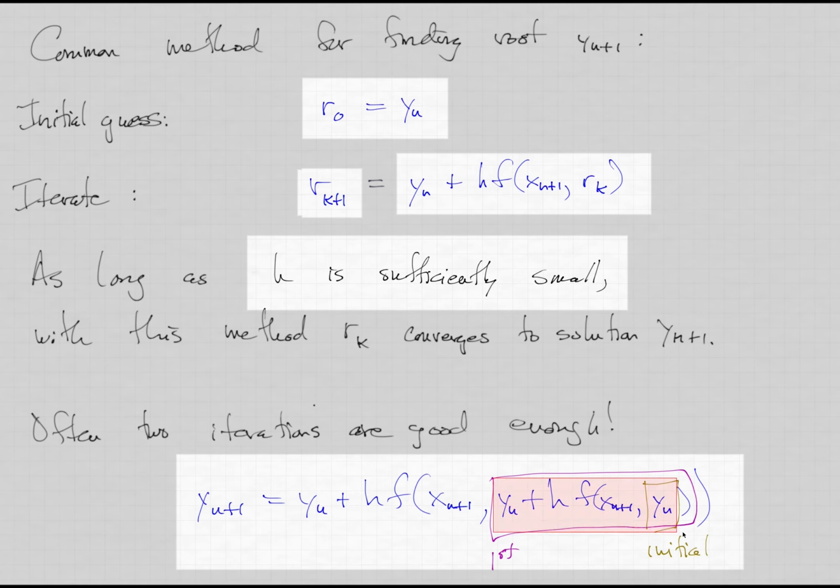That's our first iteration. That's an updated estimate for y sub n plus 1. But then we iterate one more time. We plug that in for y and evaluate that expression one more time, and we get the second iteration, and that's the estimate that we go with. So an upside of this is that you can write out the whole formula in a single line, and you don't have to use a for loop, for example, to code this up.